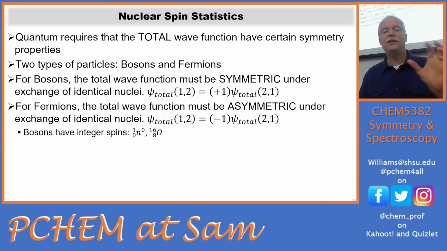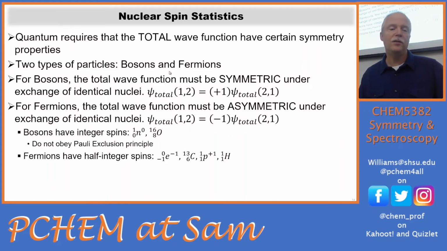Bosons have integer spins. Things like neutrons, the oxygen nucleus, things that have a +1 spin or +2 or 0 spin, like deuterium, are bosons. But fermions have half-integer spins. Bosons don't obey the Pauli exclusion principle, but fermions do. So electrons, protons, the nucleus of a hydrogen, which is a proton, carbon-13. Different nuclei have different spins, and they're classified as bosons or fermions. And fermions do obey the Pauli exclusion principle.